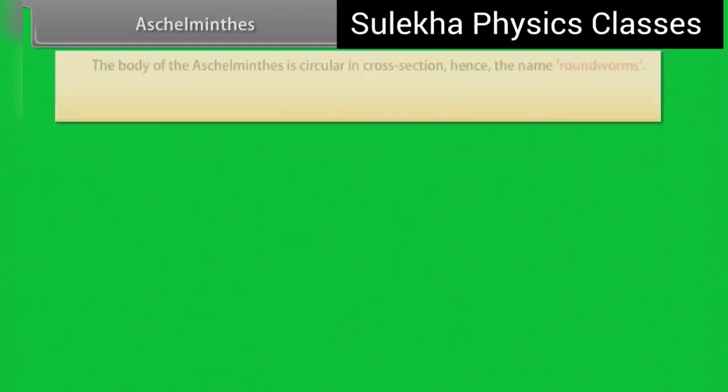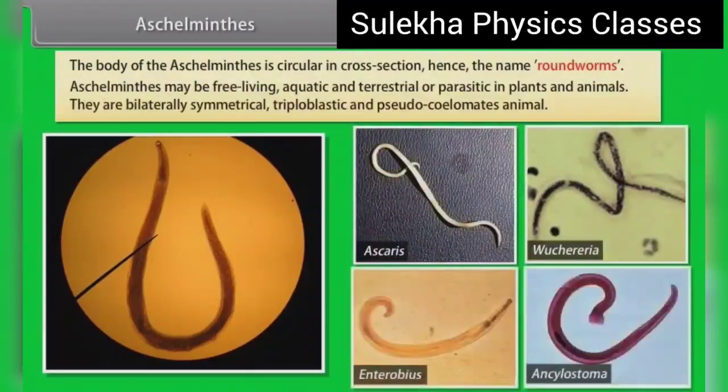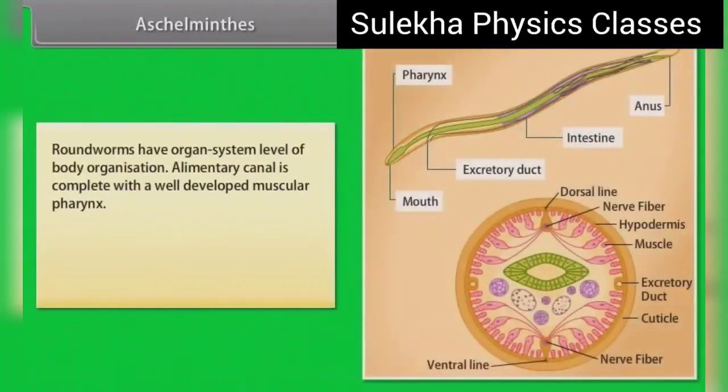Aschelminthes. The body of the Aschelminthes is circular in cross-section, hence the name roundworms. Aschelminthes may be free-living, aquatic and terrestrial, or parasitic in plants and animals. Aschelminthes are bilaterally symmetrical, triploblastic and pseudocoelomate animals. Roundworms have organ system level of body organization.